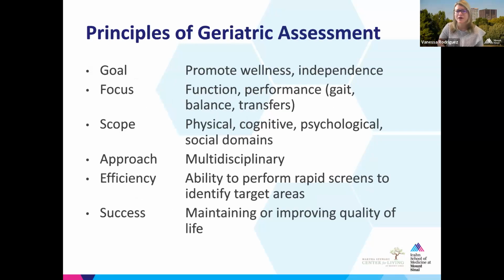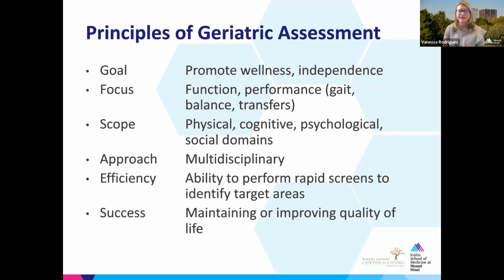So to start with, the principles of geriatric assessment, the idea is to really get an overall holistic view of a patient, not just clinical health, but also other domains, mental, social, all the things that are very important when we care for a person.